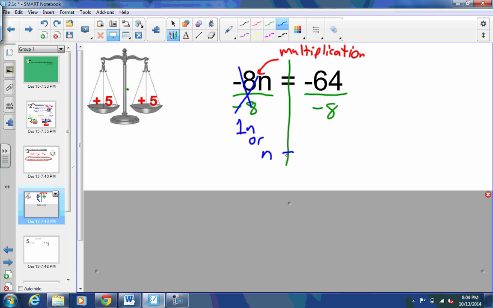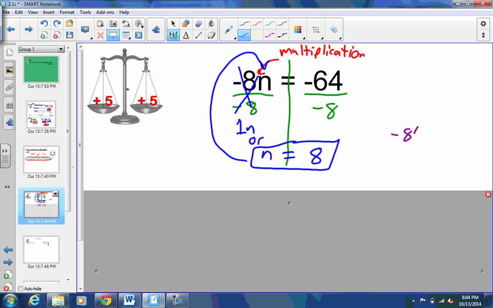So n is equal to negative 64 divided by negative 8, which is a positive 8, because 64 divided by 8 is 8, and a negative divided by a negative is always a positive. So now we have n by itself, isolated, and the solution is n equals 8. Now the nice thing is we can check that. If you remember back to yesterday, you can check it by plugging it back in.